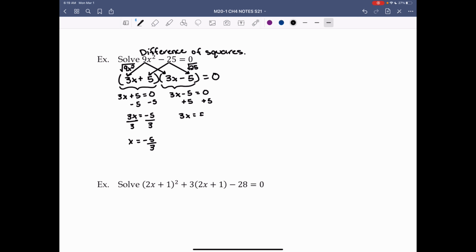3x equals 5. Divide by 3. And we get x equals 5 over 3. So x equals negative 5 over 3, and x equals positive 5 over 3. Those are our 2 solutions, also called roots, zeros, or x-intercepts.